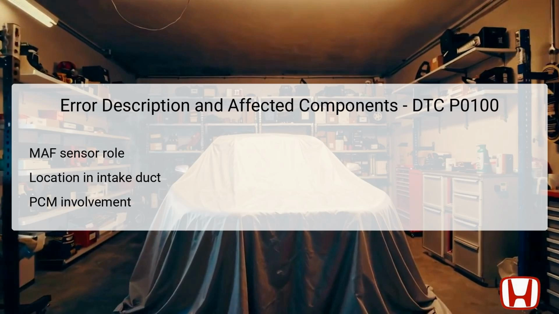Data from the MAF sensor is sent to the Powertrain Control Module, PCM, which adjusts engine parameters to optimize performance. Any malfunction detected in this circuit, such as bad wiring or a defective sensor, may trigger the P0100 code. Consequently, it is critical to thoroughly investigate both the sensor and related wiring when diagnosing this fault code.